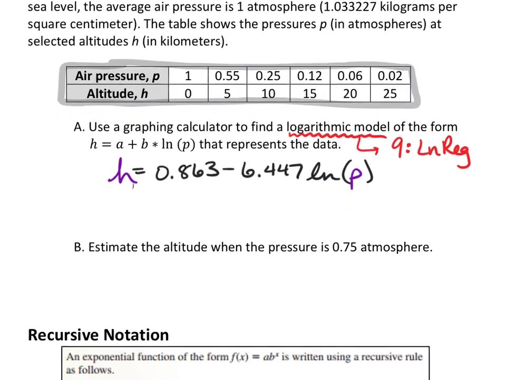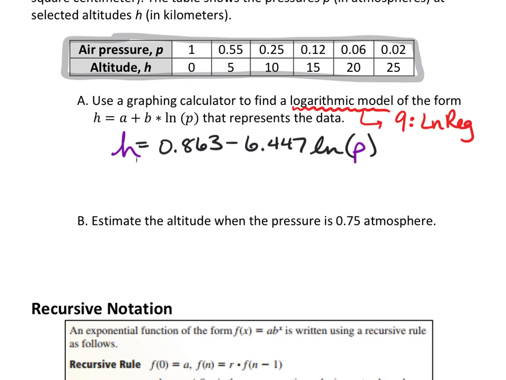The next problem on here says estimate the altitude, which means a height. So what we're going to do with this problem is we're going to take the atmosphere number they gave me and we're going to plug it in. So this 0.75 atmospheres is going to go where the pressure goes, since that's a pressure number. So we are trying to figure out what H is equal to when you plug the number 0.75 into the problem.